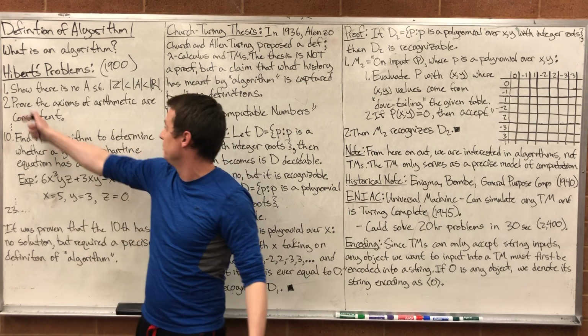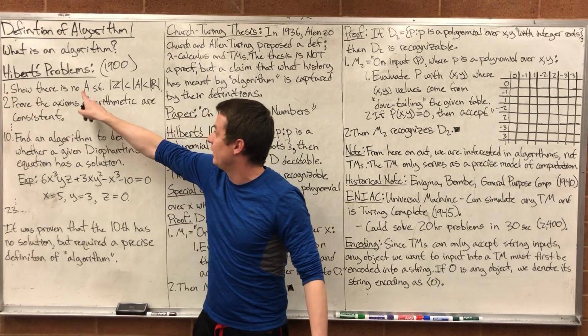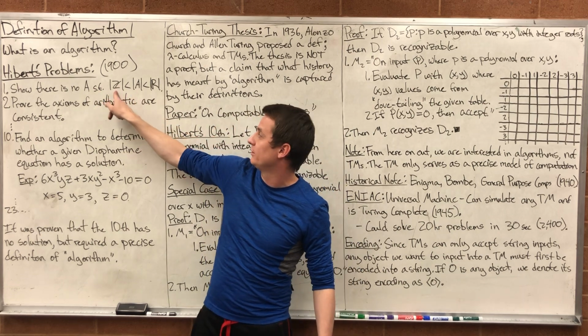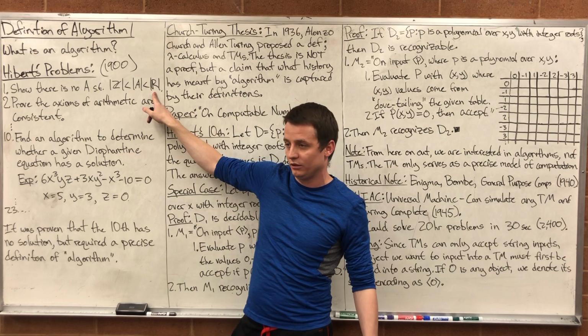Well, I'll give you a sense of some of them. Problem number one was to show that there is no set A such that the size of A is between the size of the integers and the size of the reals.